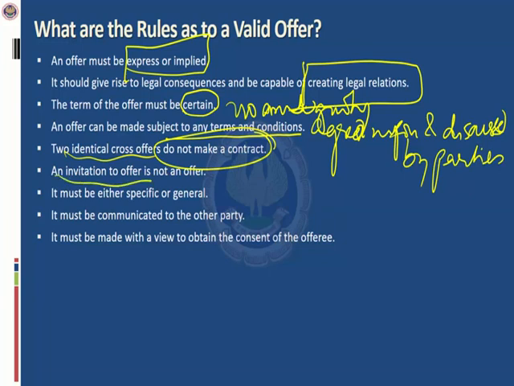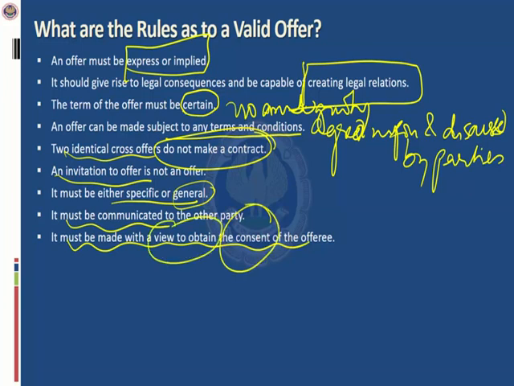Then an invitation to offer needs to be identified. That is not a valid offer. It must be either specific or general. General, but again, certain terms and conditions may be general, may be left open, may be yet to be decided, but otherwise to a specific party. This offer needs to be communicated, and it must be made with a view to obtain the consent of the offeree. If all these particular 9 points exist, this is a valid offer.